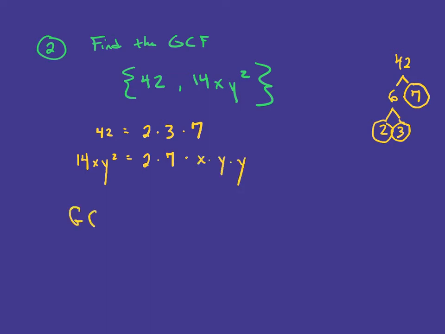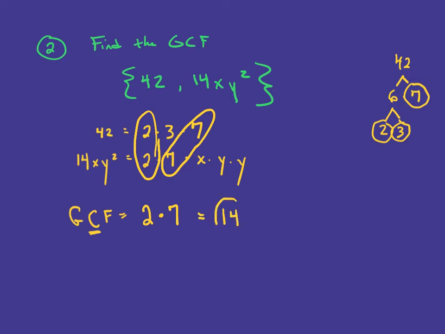And then our greatest common factor, again, I'm going to emphasize the common part. We've got 2 in both of those, but no 3 in both of those. We've got 7 in both of those, so we want to multiply 7. We don't have x that's common to both. We don't have y that's common to both. So this is it. If you go ahead and multiply those, you get 14.